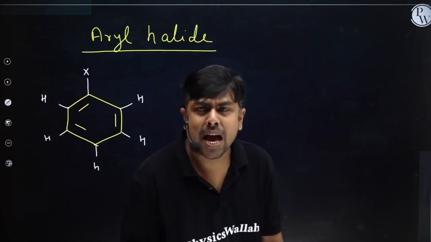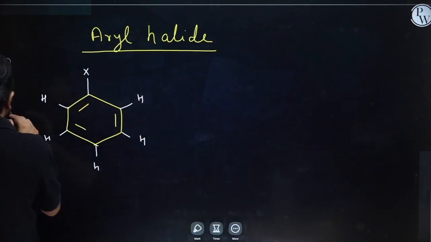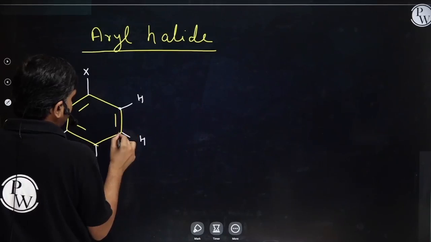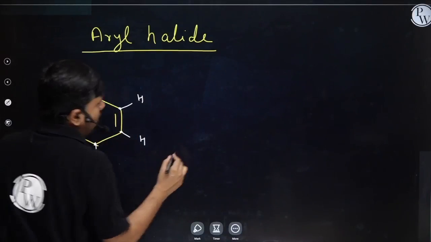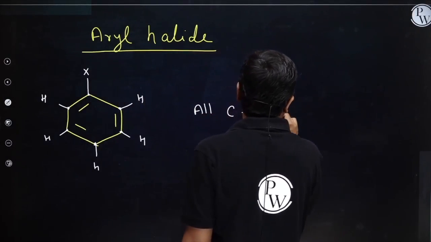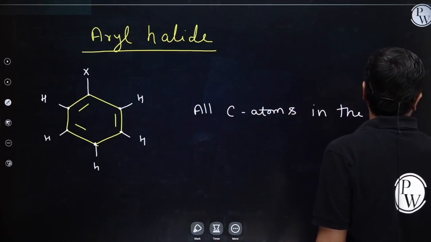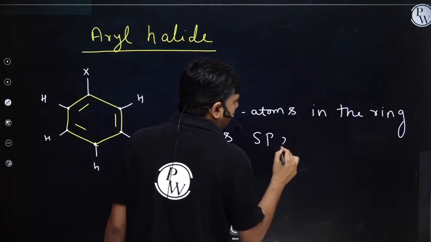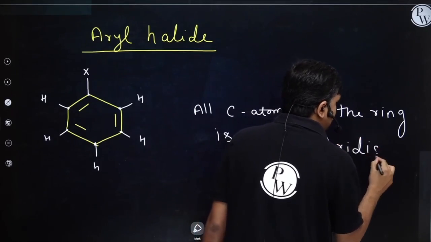Can you tell me the hybridization of each carbon and halogen here? If I talk about the hybridization of each carbon, each and every carbon in the ring is sp2 hybridized. All C atoms in the ring are sp2 hybridized. Am I clear, students?